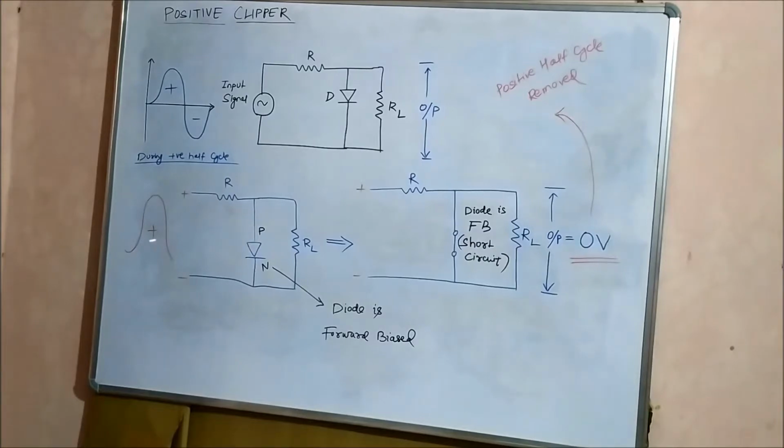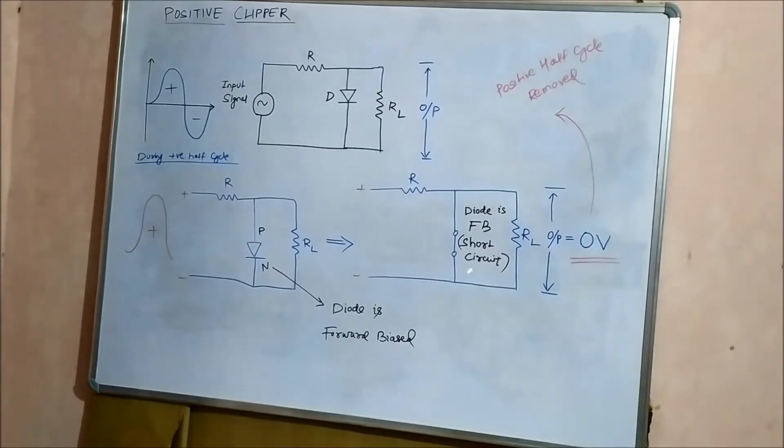Again, let us repeat. During the positive half cycle, this end of the circuit terminal becomes positive and this becomes negative. The positive terminal is connected to the P-type end of the diode, while the negative terminal is connected to the N-type end. So because of this, the diode behaves as a forward biased diode. As a result of that, it is short circuited. We know that a forward biased diode behaves as a short circuit.